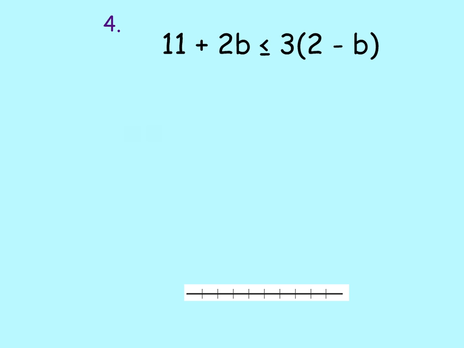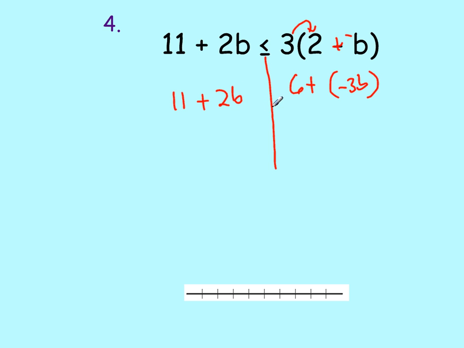Number 4, we've got variables on both sides, and we've got a little bit of distributing. So we've got to take care of that distributing before we do anything else. We've got to take care of that multiplication problem here. So add its opposite, and let's distribute. This is going to be 6 plus, and 3 times negative b is going to be negative 3b. And then over here, we haven't changed anything.